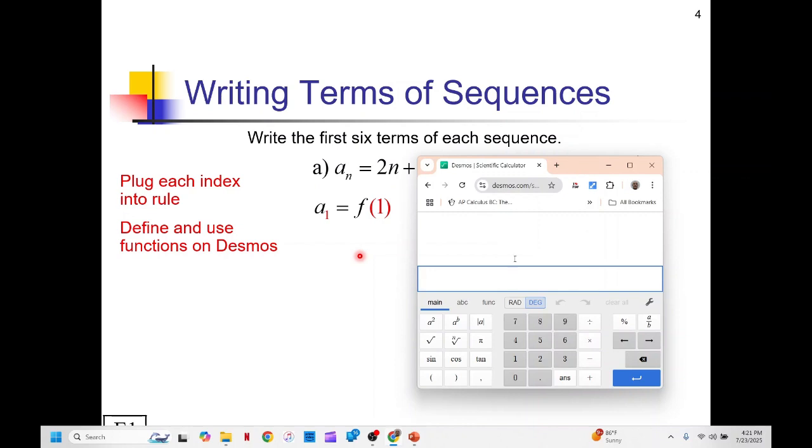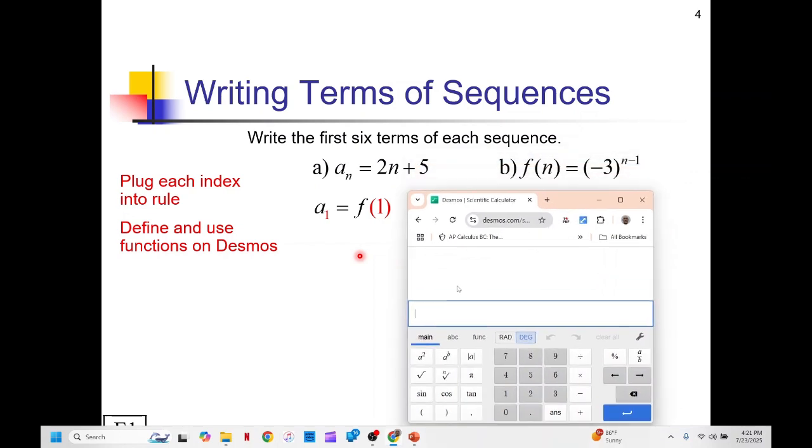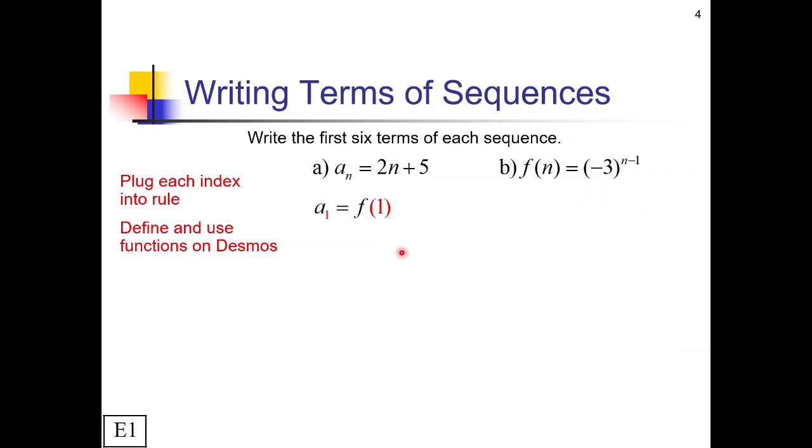So here's our good friend Desmos. Let me just move this a little bit. I'm going to just define f of n to be 2n plus 5. That was my rule up here. And now I can, just like I've been doing for all of my lessons, just do f of whatever number I want to plug in. In this case, that's 1. And again, we didn't really need a calculator for this. I mean, 2 times 1 plus 5 is 7. But if you're doing a lot of these in rapid succession, a calculator can definitely be helpful. So 7 would be our first term.